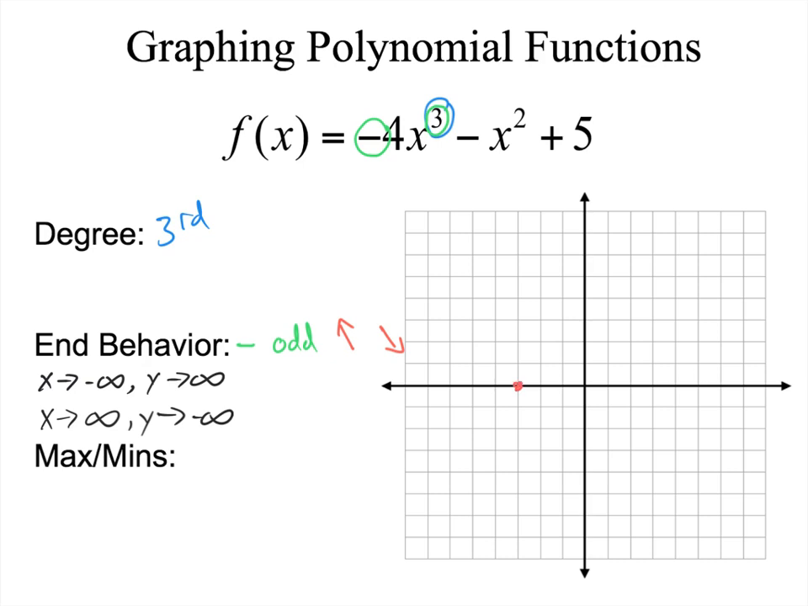I'll put one right here. I'll put one right there. And I'll put one out here. I don't care. I just put 3 zeros. I don't know where they're at. But I put 3 zeros. I could put 1 or 2, but since it's third degree, I'm going to go with 3, just because.